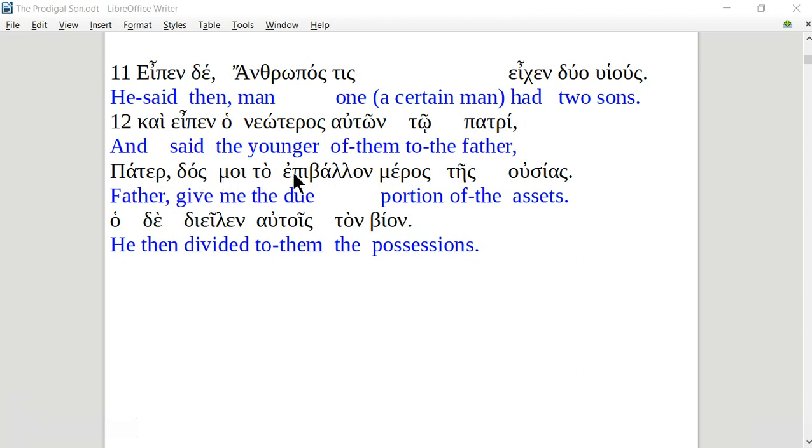Dos moi to epiballon meros tes ousias. Give me the due portion of the assets, the belongings. De dieilen autois ton bion. He then divided to them, to his 2 sons, the possessions, ousias and bion. Same meaning, just a different word.